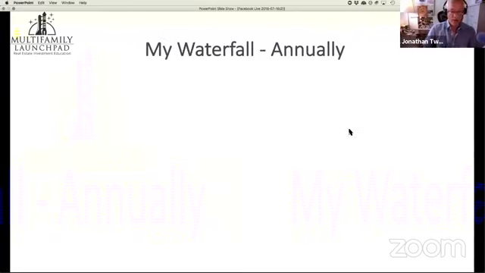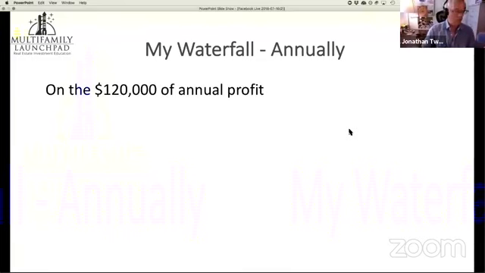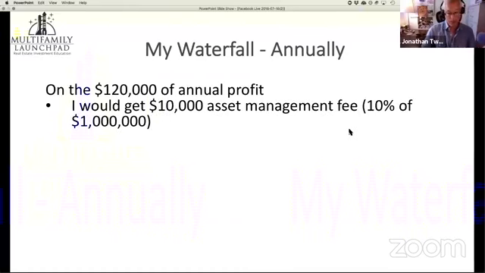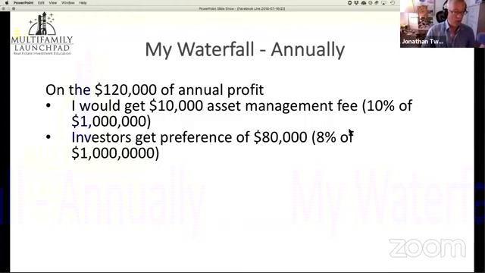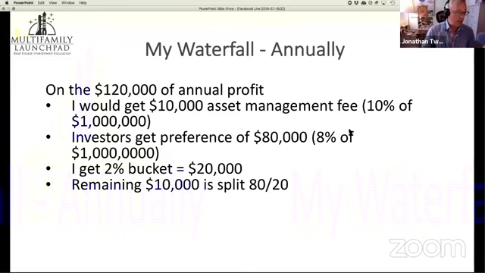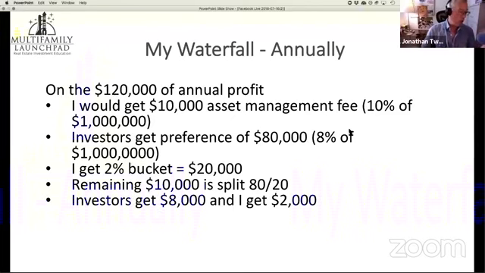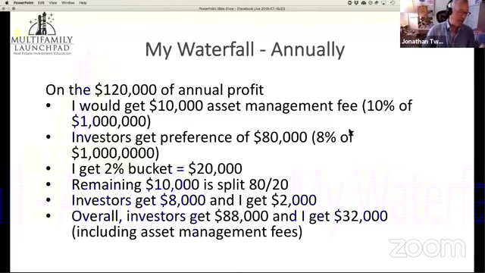Now, let's just show you an example of how that waterfall would work with the numbers from the last round. So let's assume that there's that $120,000 of annual profit. I would get my 1% asset management fee, so $10,000. The investors would then get their $80,000 or 8%. I would get a 2% bucket, so that's $20,000. And then the remaining 10 would be split 80-20 to the investors. So they get 8 and I get 2. So overall, that winds up with the investors getting $88,000 and I get $32,000, including the asset management fees.